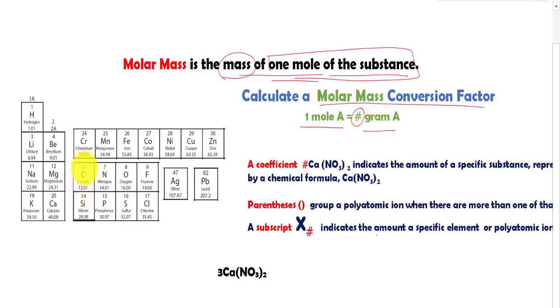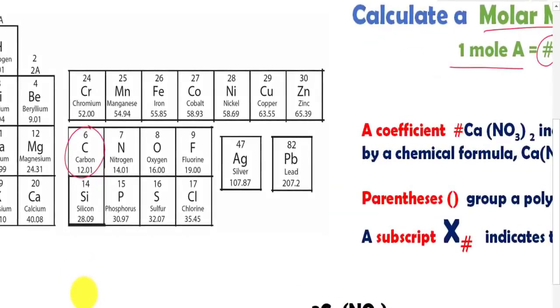For example, if I look at carbon right here, I have 12.01. That is the atomic weight, but it's also the molar mass of carbon. Being said, you can interpret that as 12.01 grams of carbon is equal to 1 mole of carbon. Or if I look at oxygen right here, that is the molar mass of oxygen. The substance is oxygen, and that is the mass. So we have 16.00 grams of oxygen equal to 1 mole of oxygen.